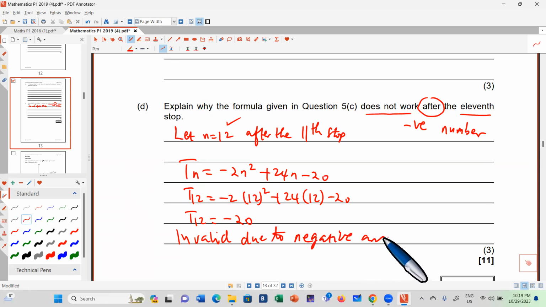So it is invalid because the answer is what? Negative, and we want to find the number of passengers. And we can't have a negative number of passengers. That's one thing.